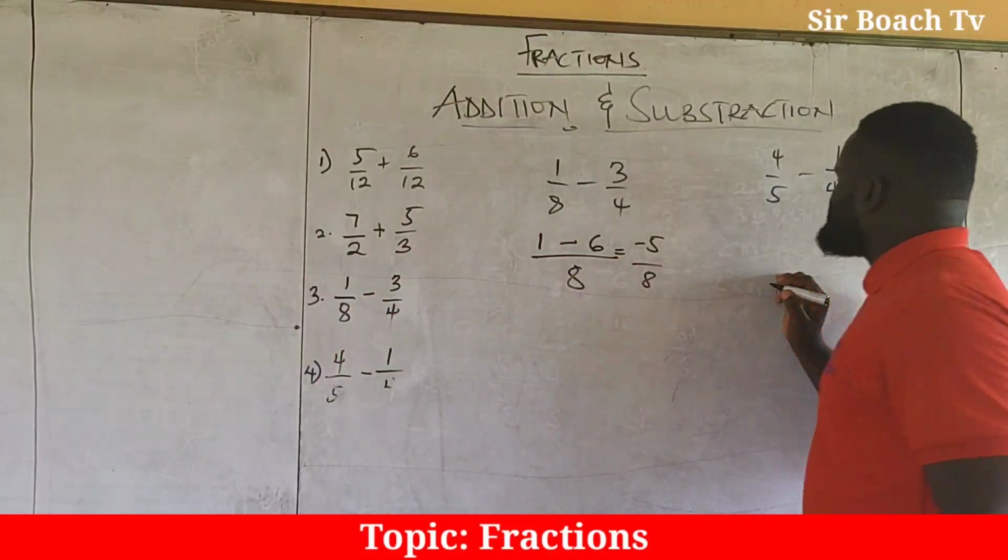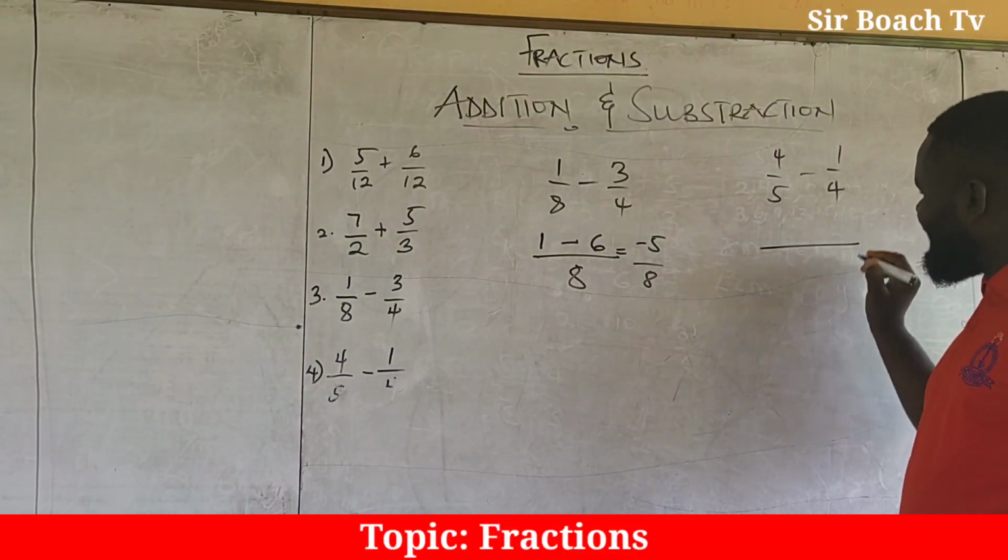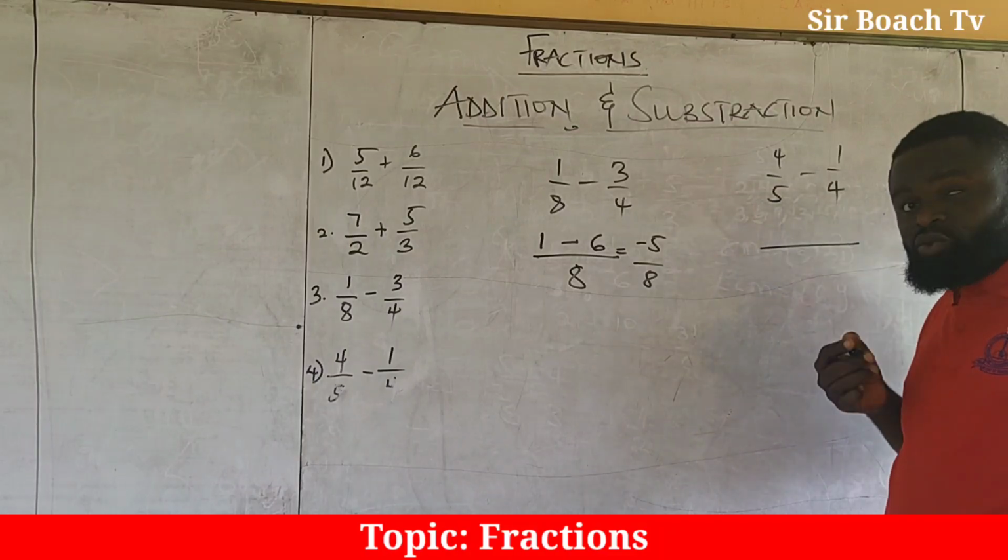Now for this one, we will draw our line over here. Now the LCM for 4 and 5 is 20.